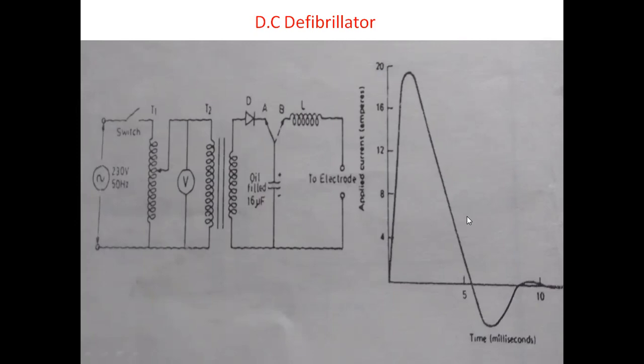Generally we can produce some energy, and that energy is measured in joules. Here we can use a voltage of 6000 volts. For external and internal defibrillation, 0 to 400 joules of energy is sufficient, and generally we can apply 0 to 400 joules of energy.